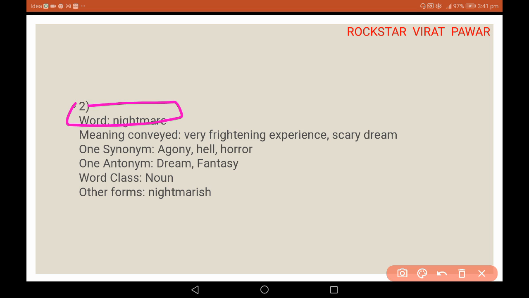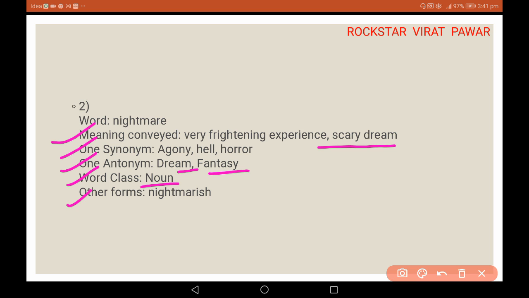The word given is nightmare. The meaning conveyed is a very frightening experience, a scary dream. Synonyms are agony, hell and horror. Antonyms are given as dream and fantasy. Word class is noun, it is a noun form. Other forms like nightmarish are also used.